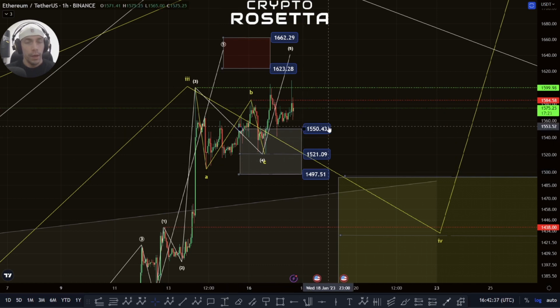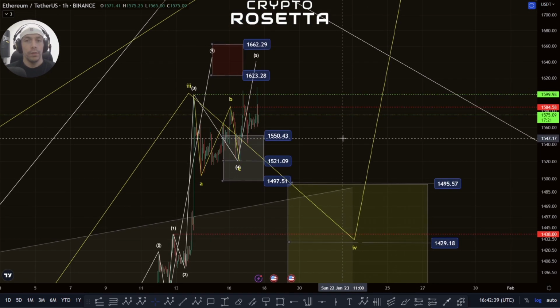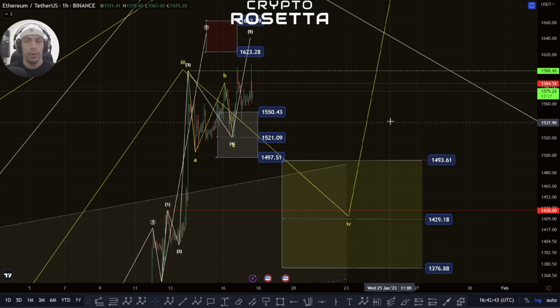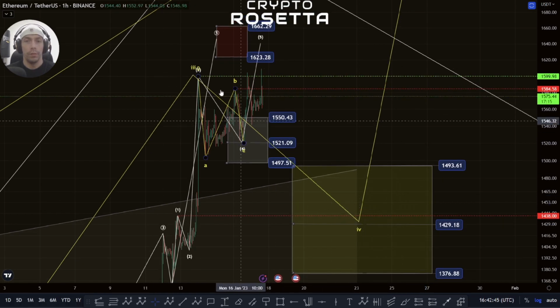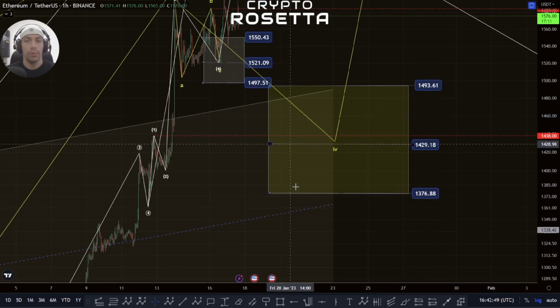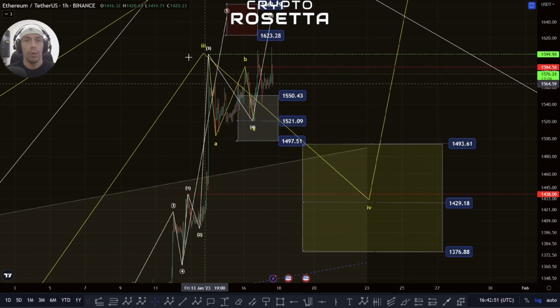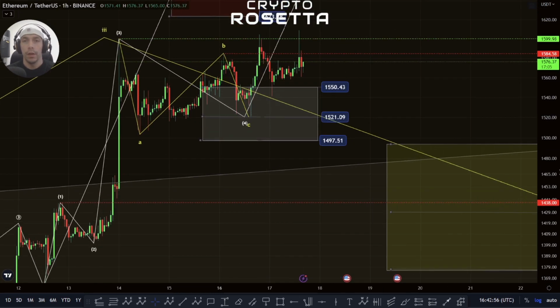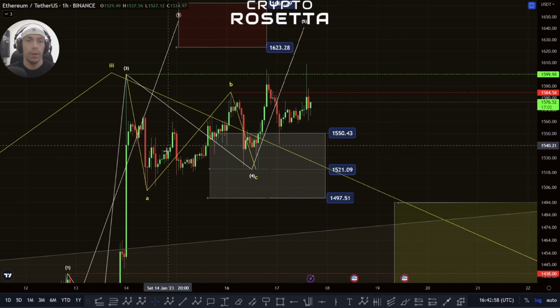So this leads us to the same scenarios that we were looking at before, which is potentially that we could either still be within this yellow fourth wave, and what we're forming is some corrective structure, which is going to bring us down into this zone, or alternatively we are still looking for this fifth wave push to the upside.